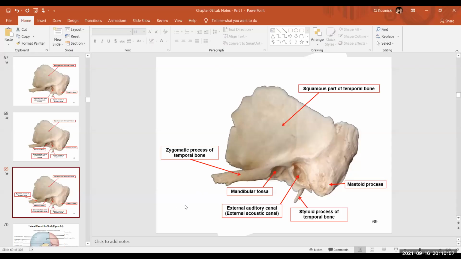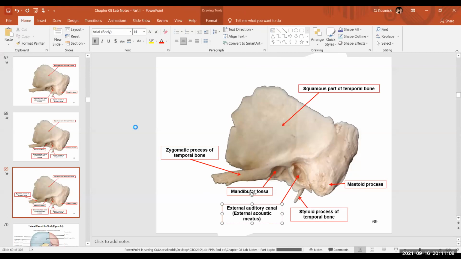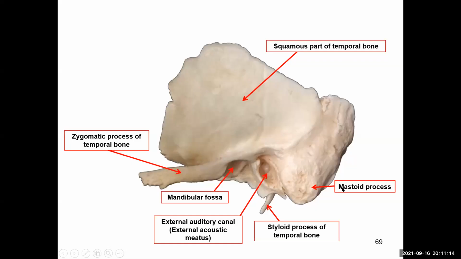All right, now we have the zygomatic process of the temporal bone, which is part of the zygomatic arch. Okay, so that bony projection going anteriorly, that is your zygomatic process of the temporal bone.